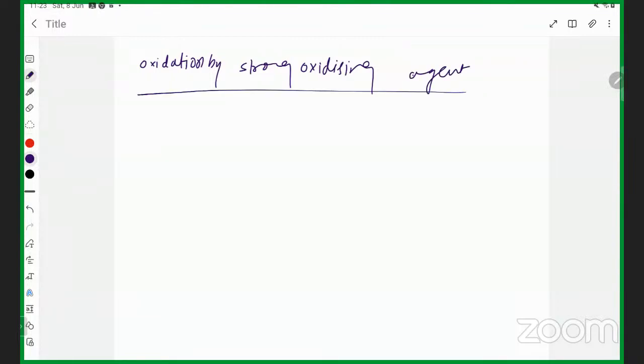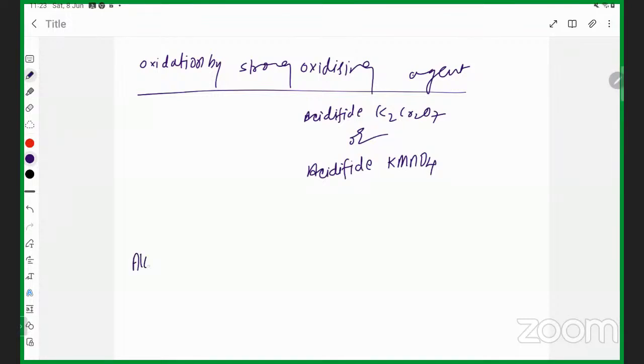Now what we are having is oxidation by a strong oxidizing agent. A strong oxidizing agent means what? Acidified K2Cr2O7 or acidified KMnO4. They are very strong oxidizing agents. So what are they going to do in this case?